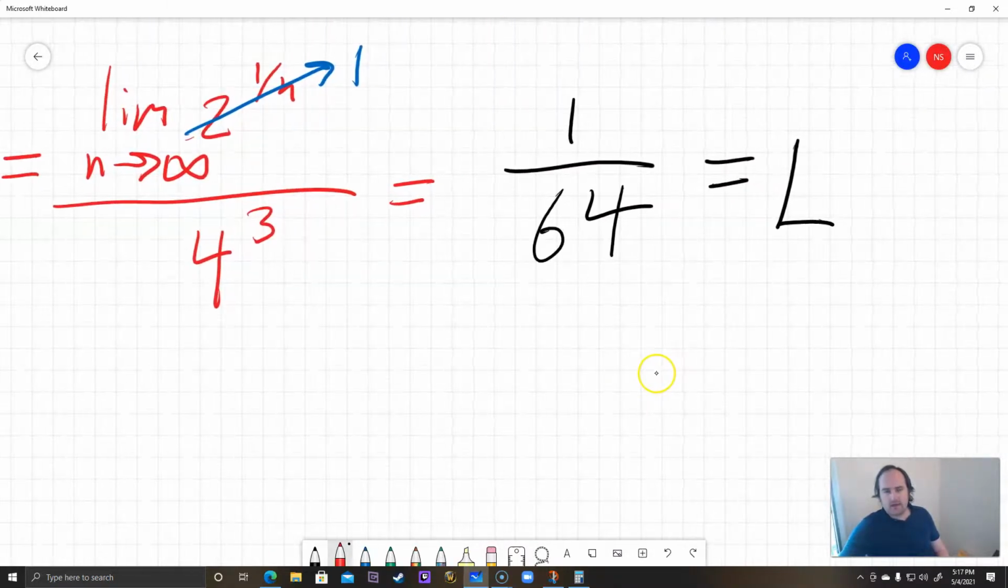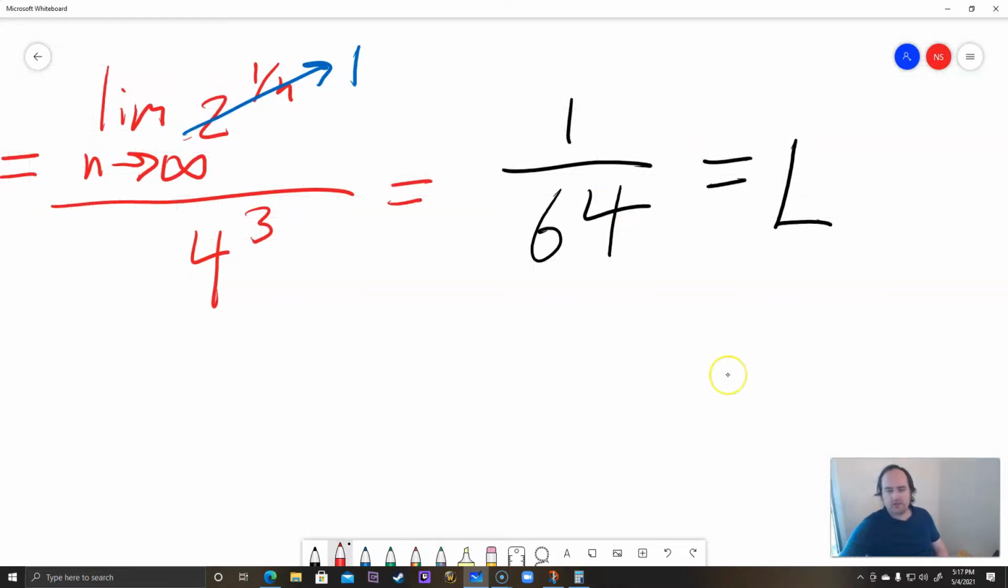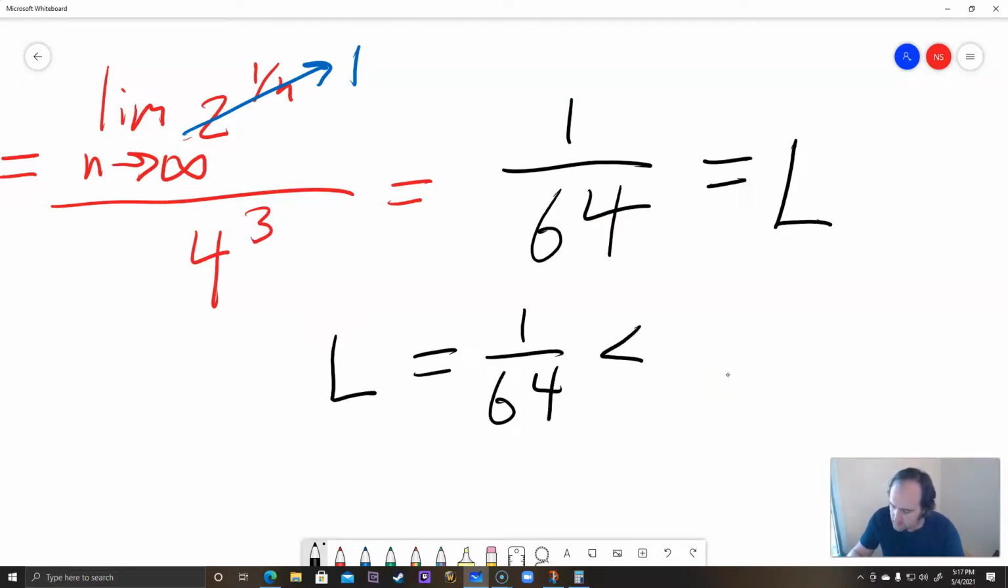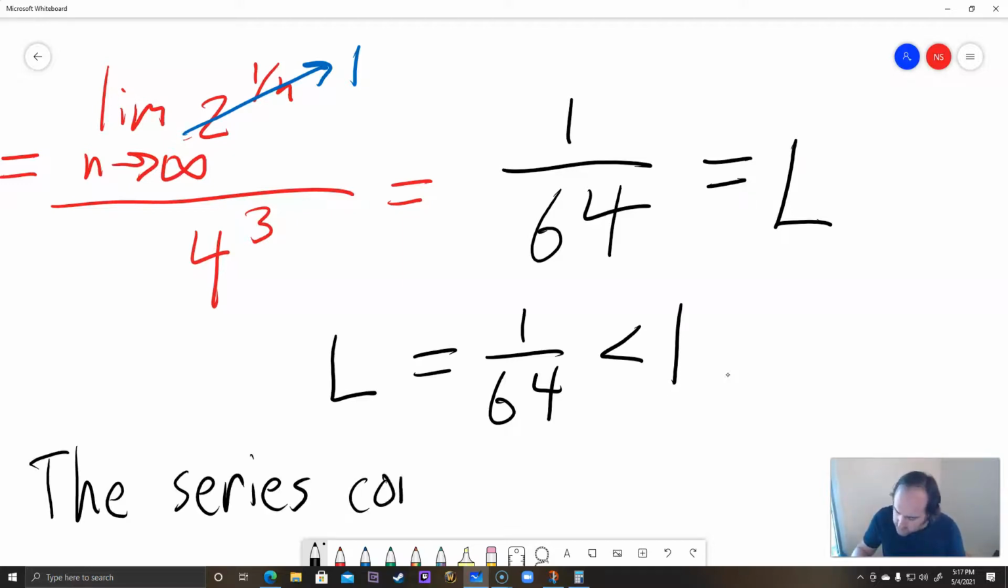Okay, so anyway, going back to this problem, we got L equals 1 over 64. Once again, we have L equals 1 over 64, which is less than 1. So that means the series converges absolutely.